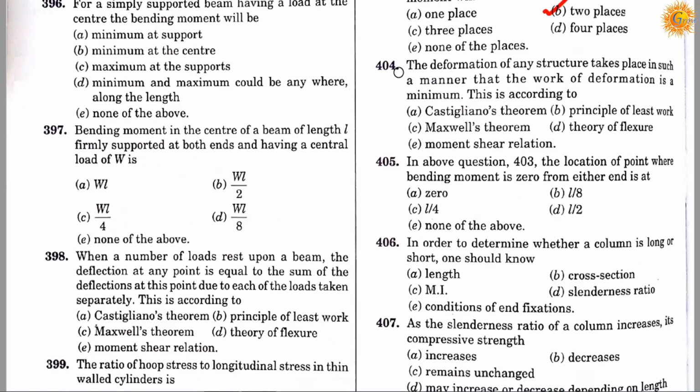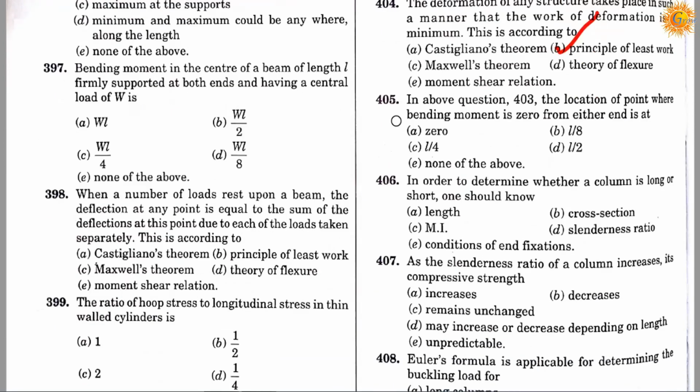Question number 404. The deformation of any structure takes place in such a manner that the work of deformation is a minimum. This is according to: option A, Castigliano's theorem; option B, principle of least work; option C, Maxwell's theorem; option D, theory of flexure; and option E, moment shear relation. The correct answer is B, the principle of least work.